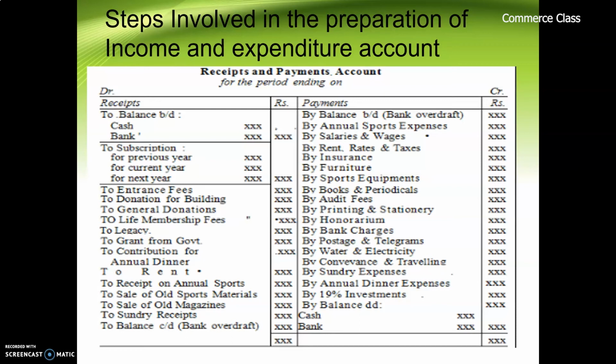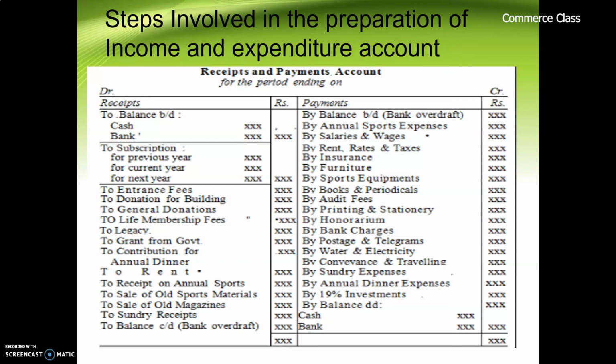Provide the depreciation and doubtful debts if required. And if any fixed asset has been sold during the year, compute the amount of profit or loss on such a sale and show the same in the income and expenditure account. Note that the sale of old sports material is not to be regarded as sale of fixed assets. The total amount received from such sale is an income.